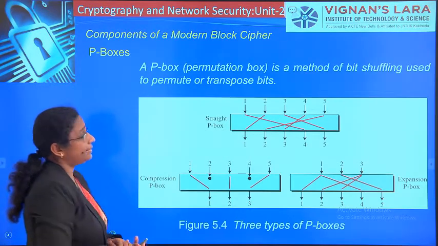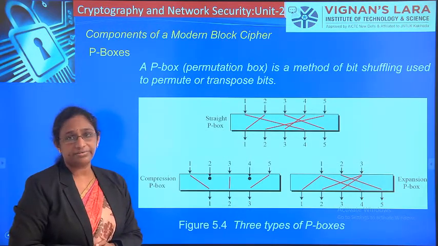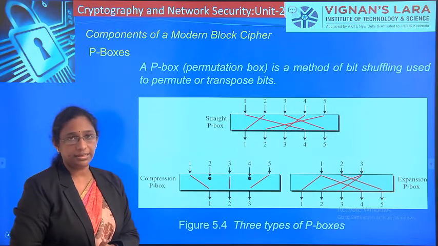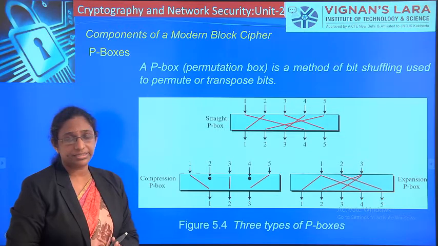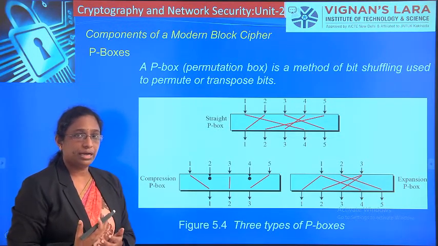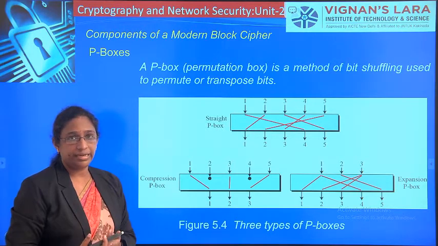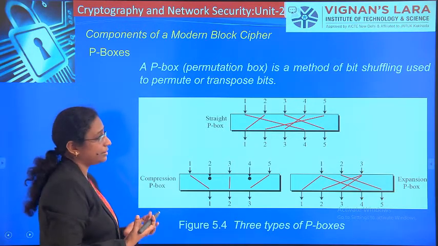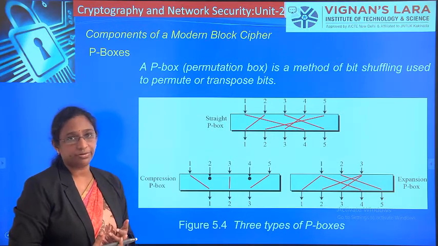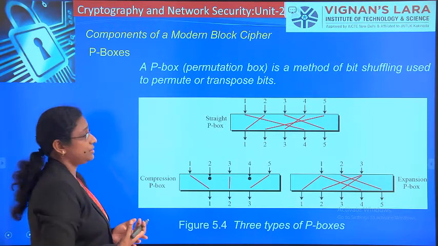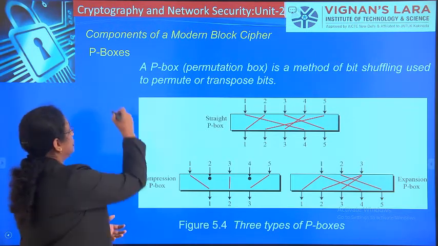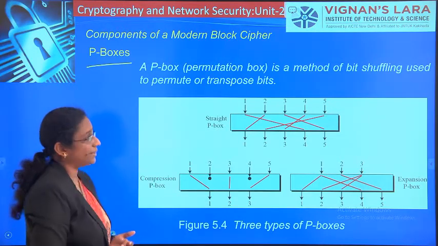Before going to block ciphers like DES and AES, some examples of block ciphers are the Data Encryption Standard and the Advanced Encryption Standard. Before going into the algorithms of DES and AES, let's see the basic components of a block cipher, the different components that DES and AES use. The first component is the P-box, where P stands for permutation.